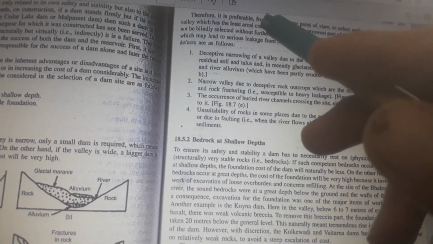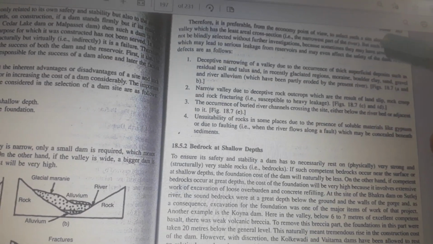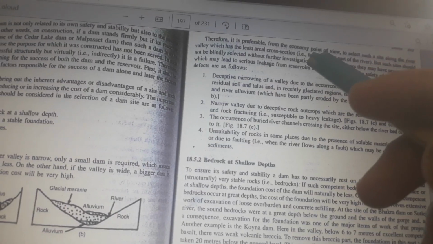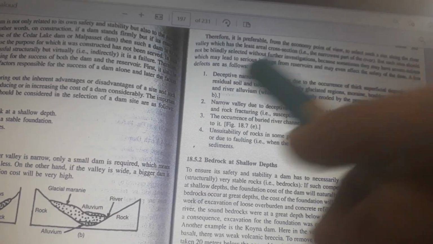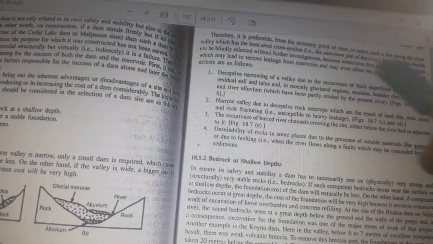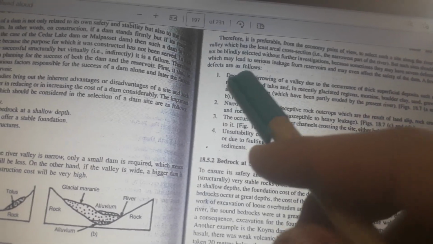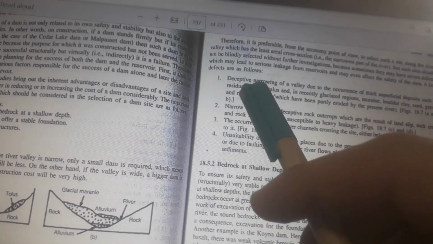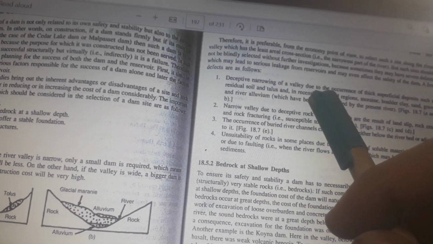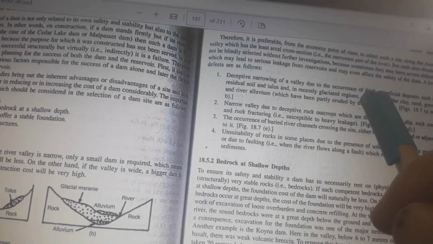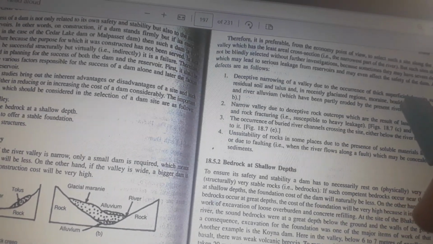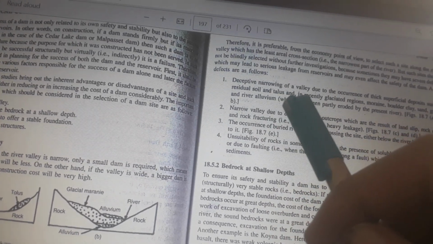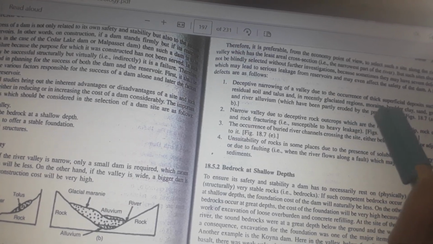Therefore, it is preferable from the economic point of view to select such a site along the river valley which has the least cross-sectional area, that is, the narrowest part of the river. A few defects are as follows. Deceptive narrowing of a valley due to occurrence of thick superficial deposits such as residual soils and talus, and in recently glaciated regions, moraine, boulder clay, sand, gravel and river alluvium, which have been partly eroded by the present river.